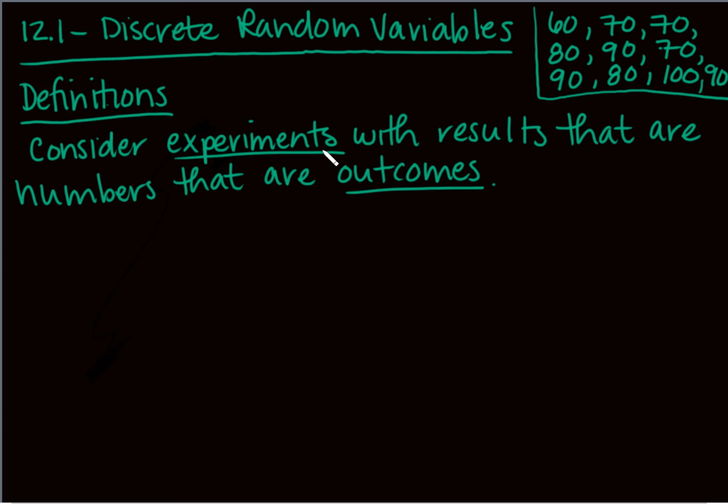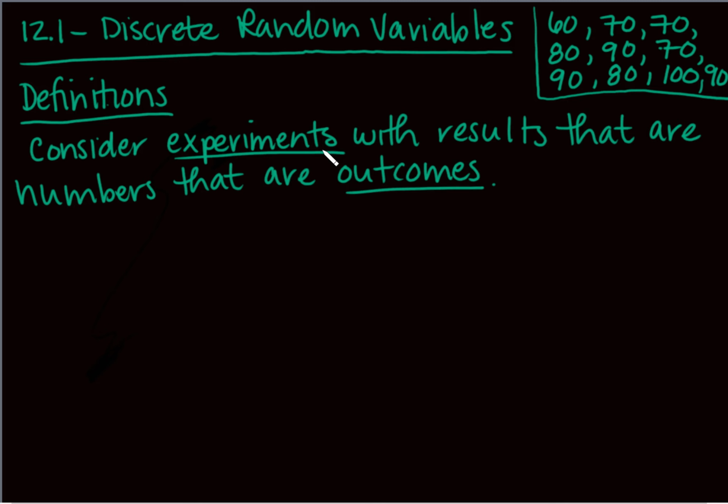What we mean by experiment is if I were to grab one of these exams at random, that's my experiment. My experiment is I have all 10 exams on my table. I grab one of them and I look at the number. That's my outcome. If I repeatedly do this, I have some probabilities involved, and that's what we're going to define right now also.